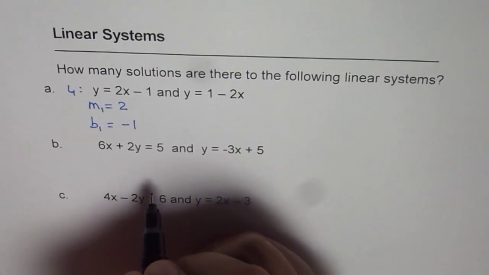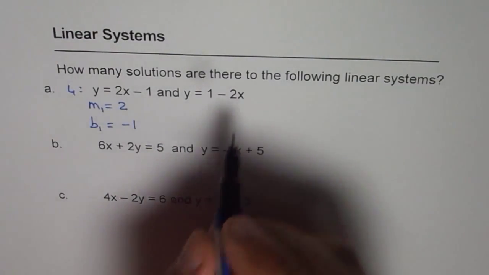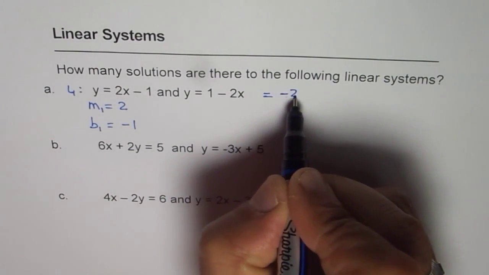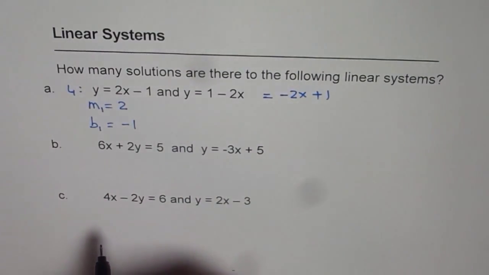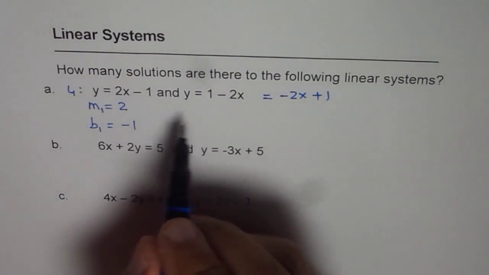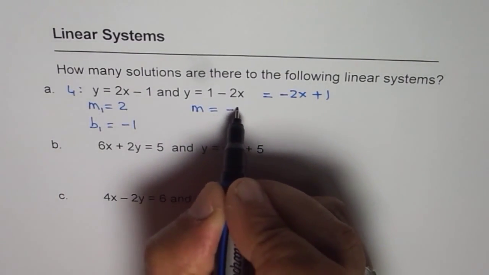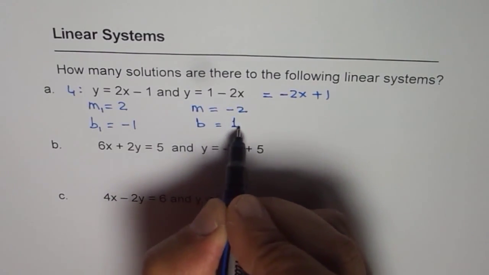What is the slope here? y equals 1 minus 2x. You should first see the equation properly. It is minus 2x plus 1, correct? Let's rearrange and write it in this fashion. Now here the slope is minus 2 and the y-intercept is 1.